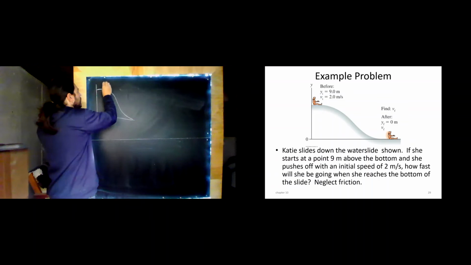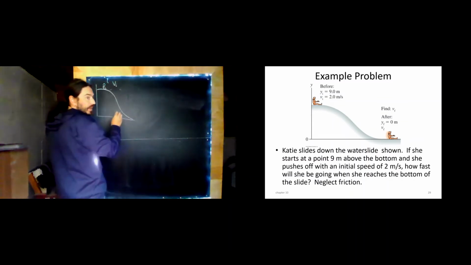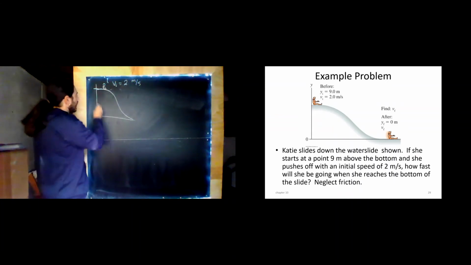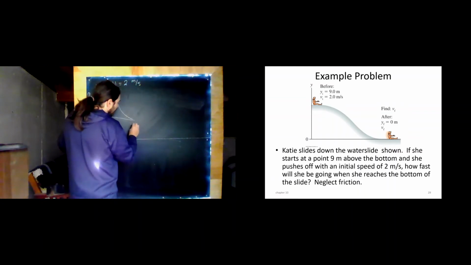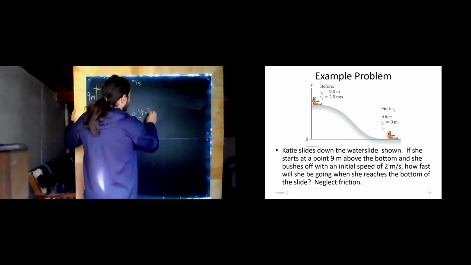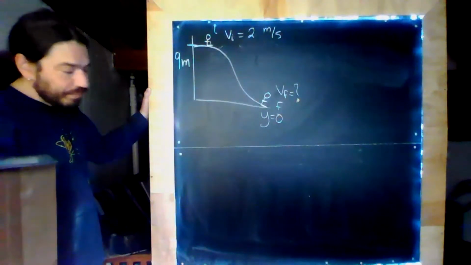Here is my person. That's my initial point. The initial speed is 2 meters per second. And she's up there at 9 meters. Down here we have y equals 0 at my final point. And we have v final equals, we don't know. That's what we're after. Okay, so there's my before and after visual overview.